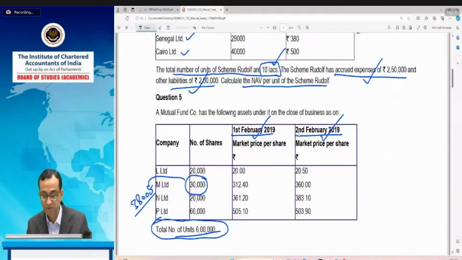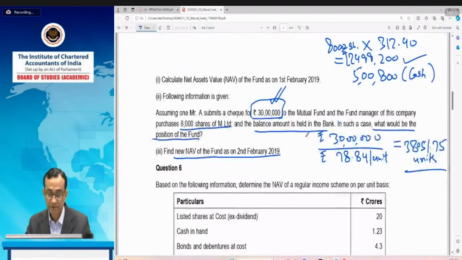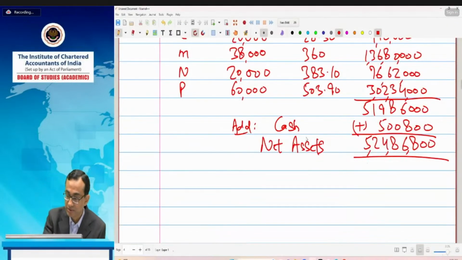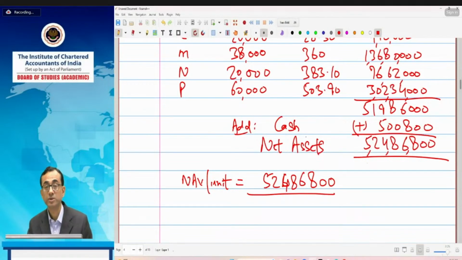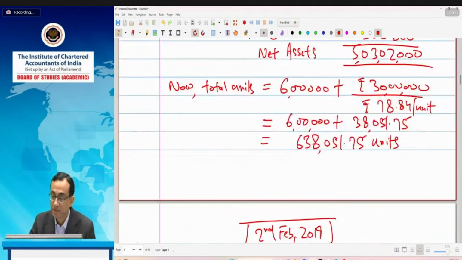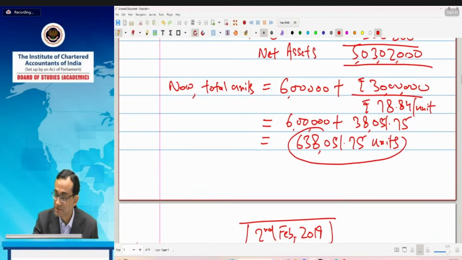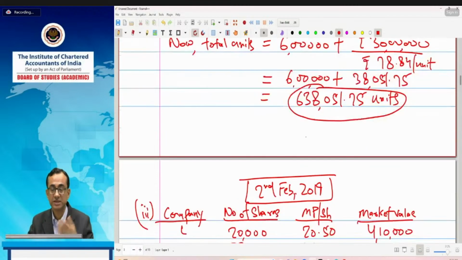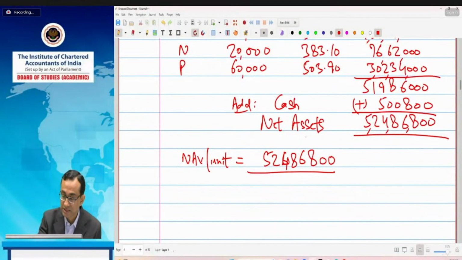But what is the question asking? Question is asking of the net asset value, net asset value as on 2nd February 2019. So net asset value per unit will also be calculated by this. NAV per unit is equal to 5248,6800 divided by, now the total number of units is not 6 lakh. The total number of units, we have calculated, is 6,38,051.75. Because of the further investment, the units have increased.